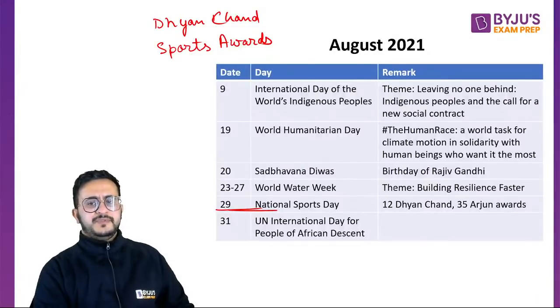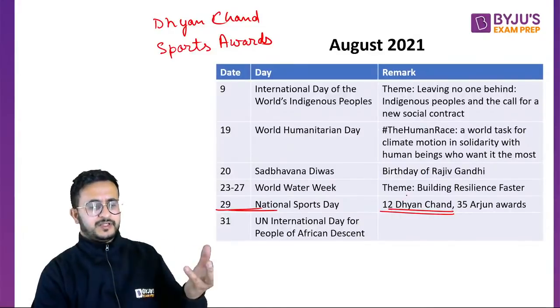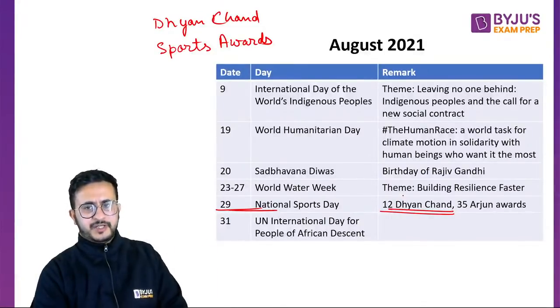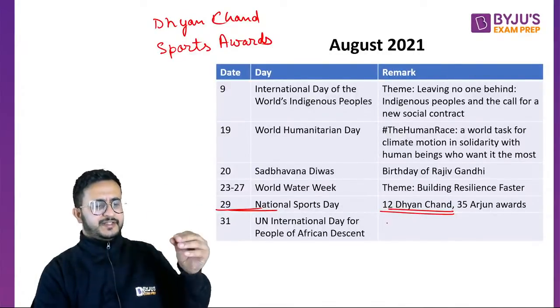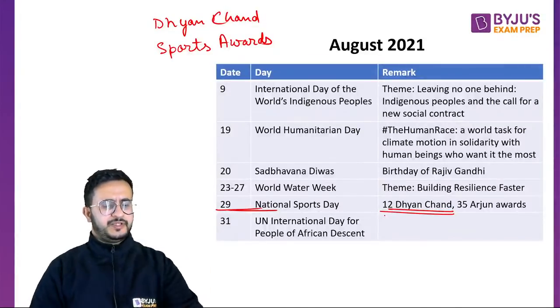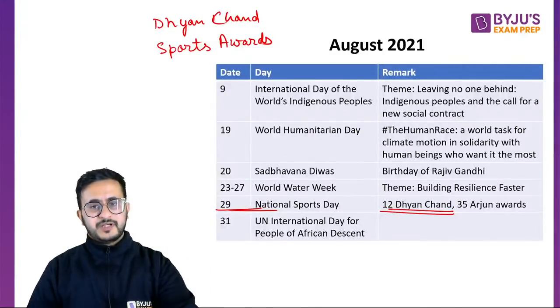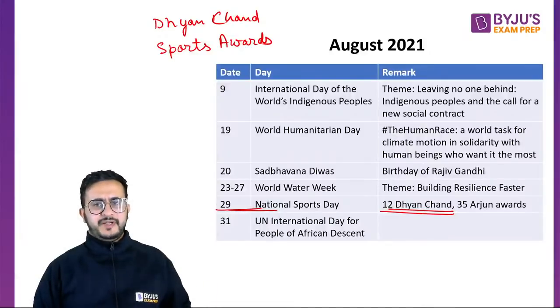And this time there was a record of 12 Dhyan Chand awardees, the maximum in one particular year, including several Olympians. Right, so do read the list. Okay, go through the list. You can get the names in a list. You can just search for Major Dhyan Chand Khel Ratna Award 2021.